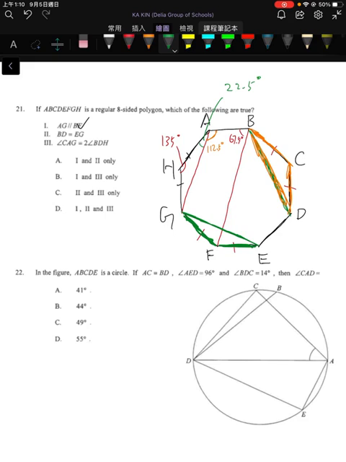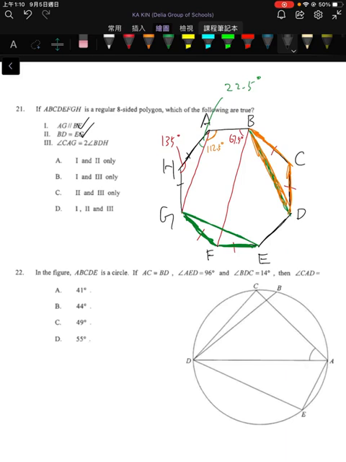Furthermore, because every interior angle is the same, the interior angle BCD and the other interior angle EFG are also the same. So these two triangles, the green and orange colored triangles, are congruent by SAS. So of course the corresponding side BD will be equal to EG. So that's why statement 2 is also correct.